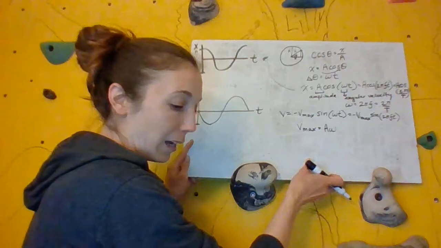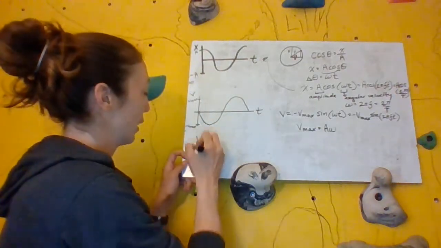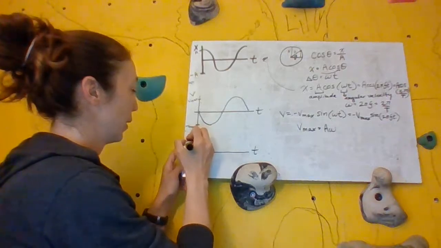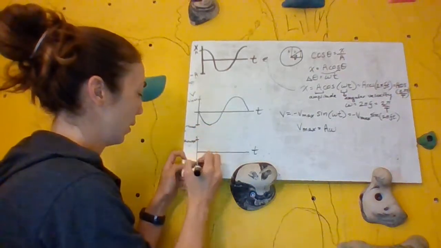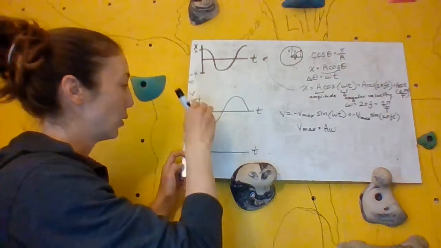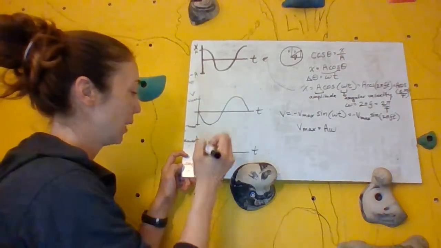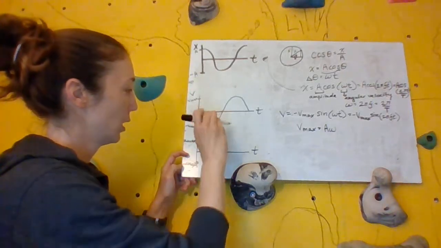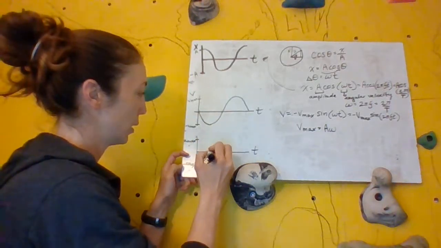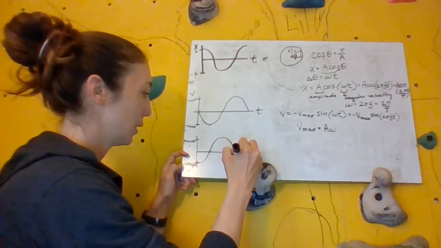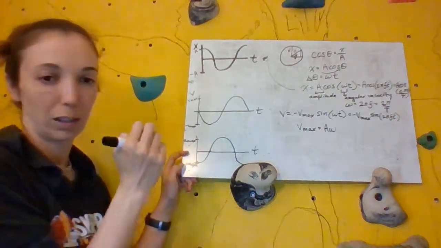Then we are going to make our acceleration graph. And we can use the slope. So here the slope is negative, so we have a negative acceleration. Here the slope is 0, so it goes to 0 there. Here the slope is positive, it goes to positive, back to 0, back to negative. So that's our acceleration graph.